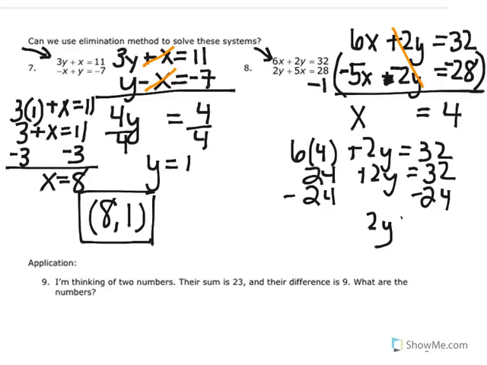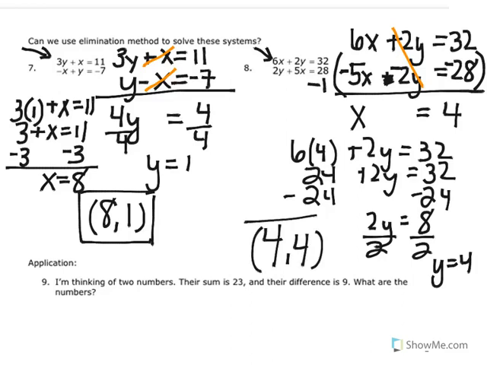2y equals what? What does that equal? Equals 8. And so we divide by 2. And y equals 4. So our solution to this system is 4, 4. Both x and y are 4. And there we go.